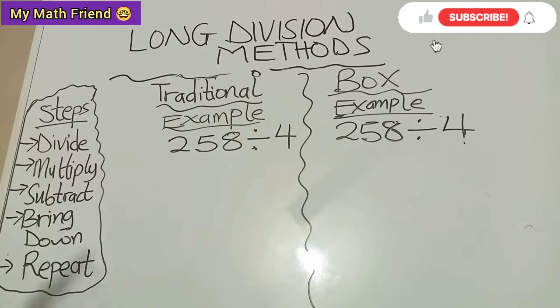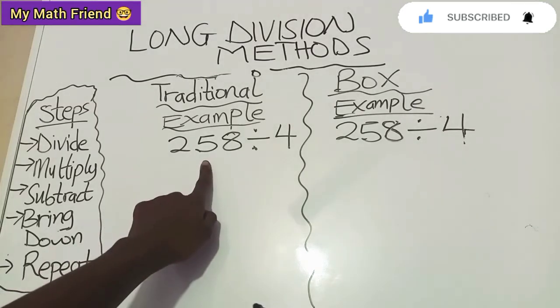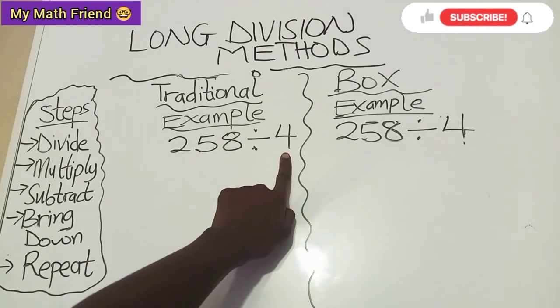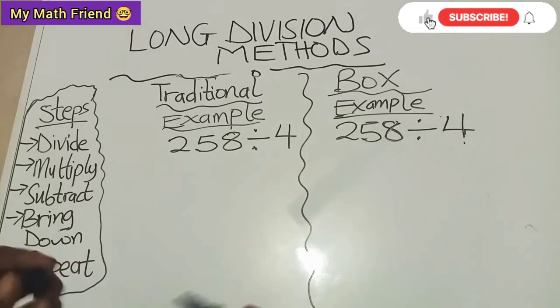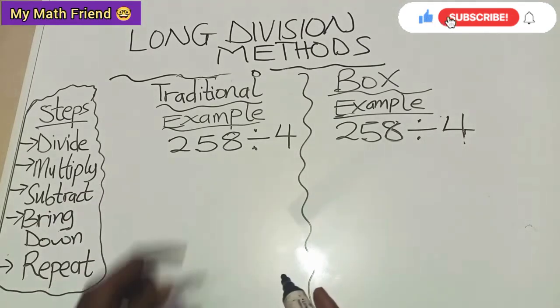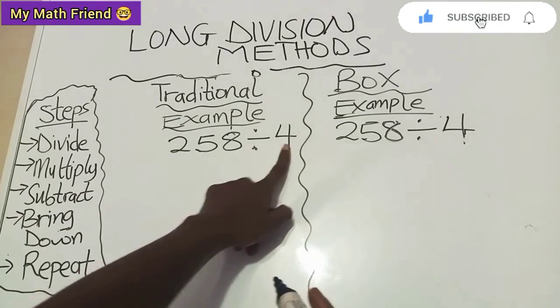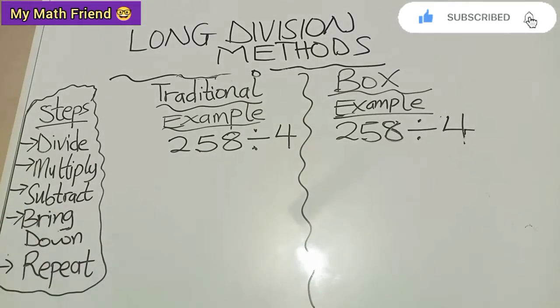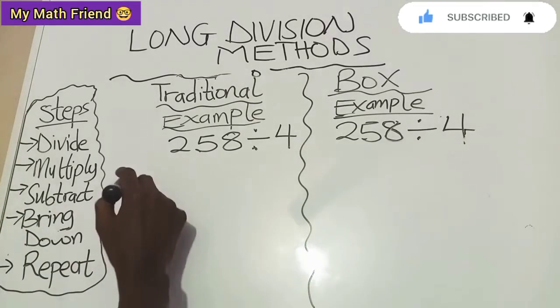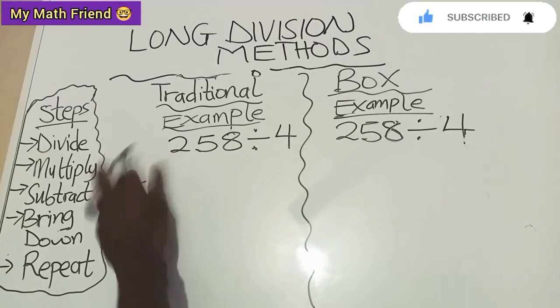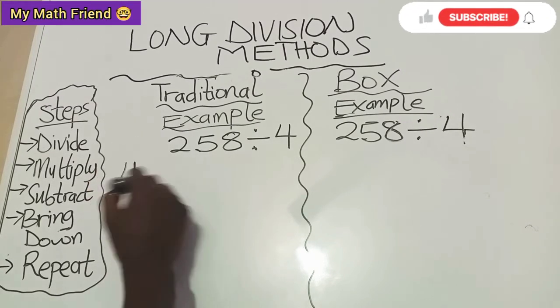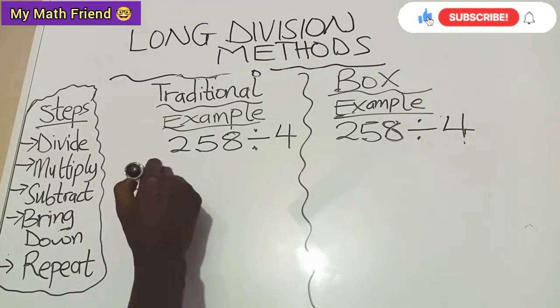Great, let's begin. The traditional method, the example is 258 divided by 4. How do we do that? Now this one is your dividend, this is your divisor. Your answer becomes your quotient. Take note. So your dividend, your divisor, answer is your quotient. Great. So your divisor comes out, which is 4.